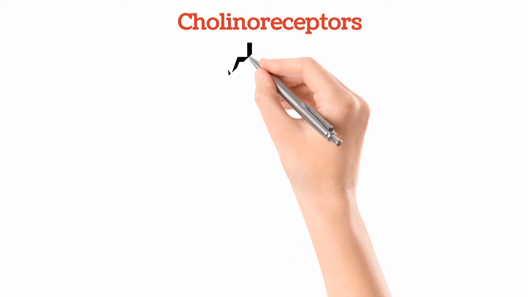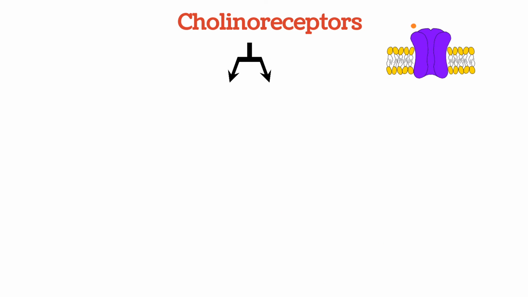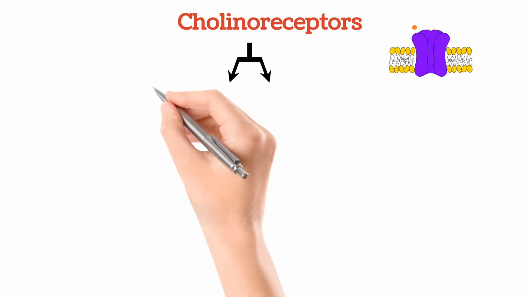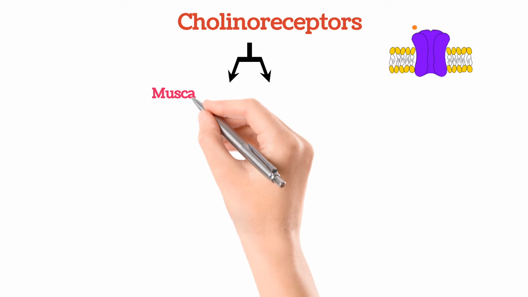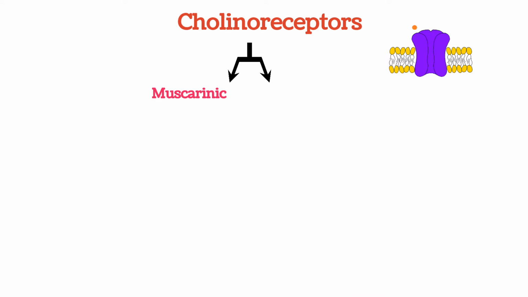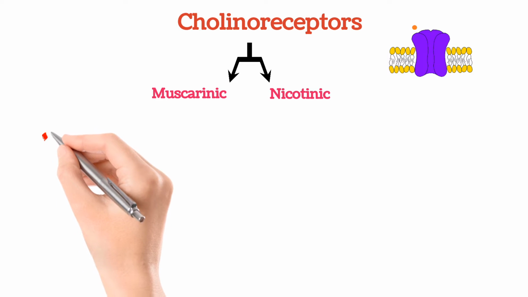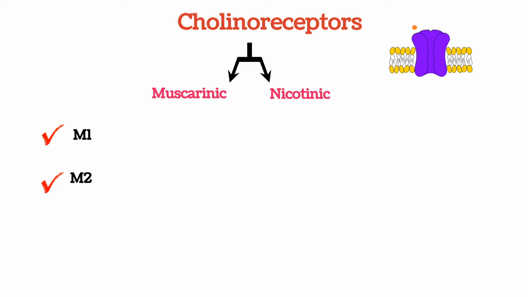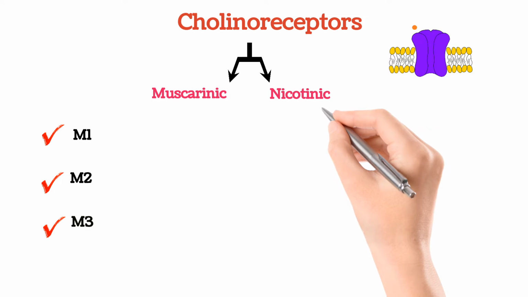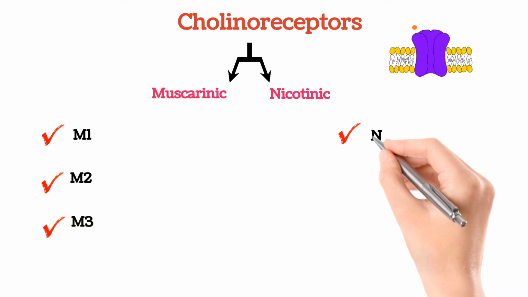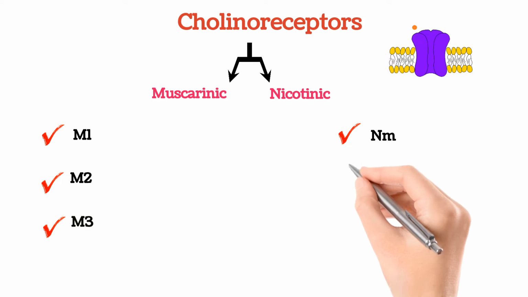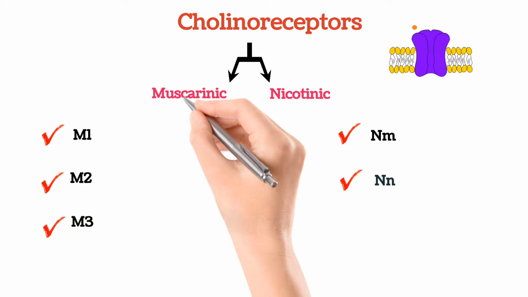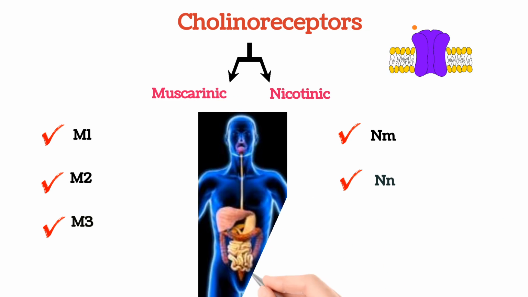Now let us understand their receptors, which we call cholinoreceptors. Actually there are two kinds of receptor. These cholinoreceptors are classified into two classes: the first class, muscarinic receptor, and the second one, nicotinic receptor. The muscarinic receptor is further classified as M1 receptor, M2 receptor, and the third one, M3 receptor. Similarly, the nicotinic receptor is classified as NM receptor, where M represents muscle, as it is present in skeletal muscle, and NN, where the small n represents neuron, or ganglia we can say.